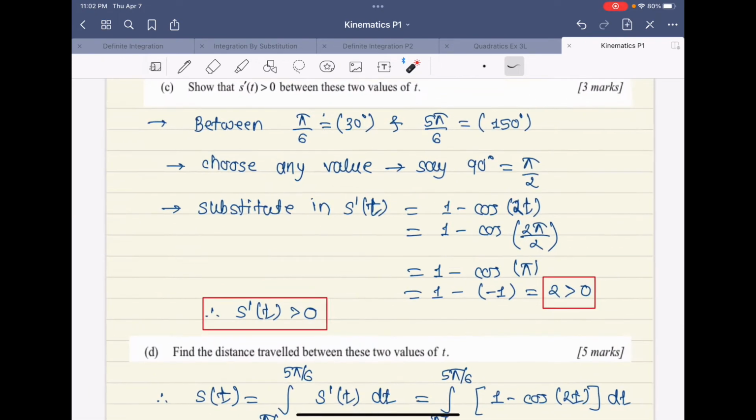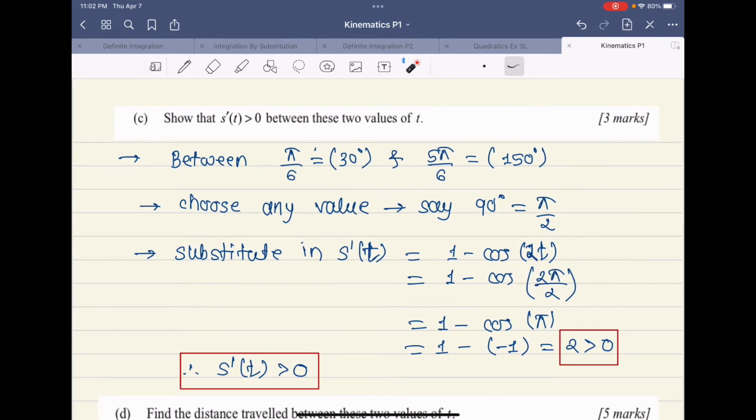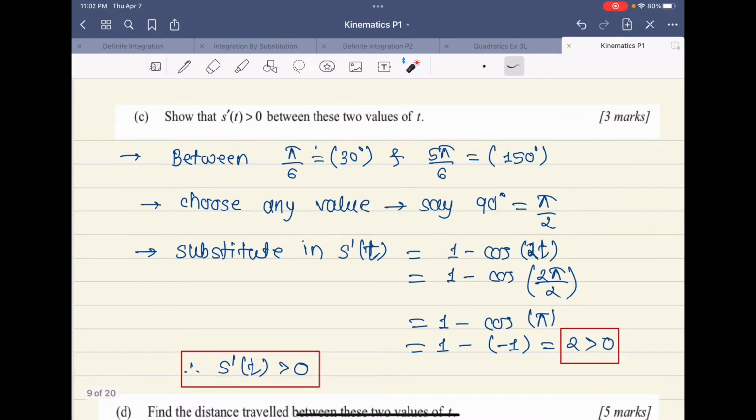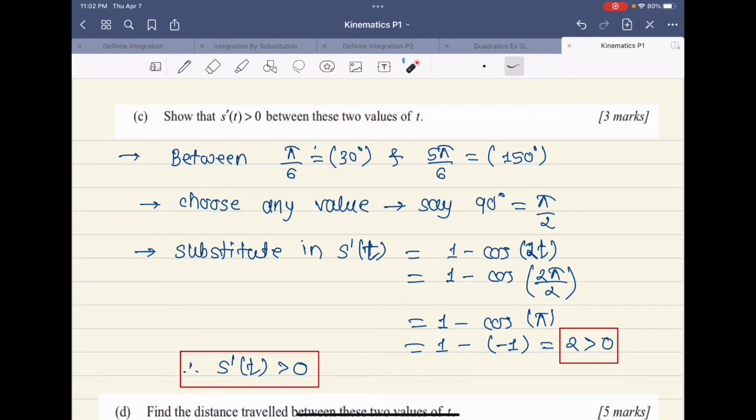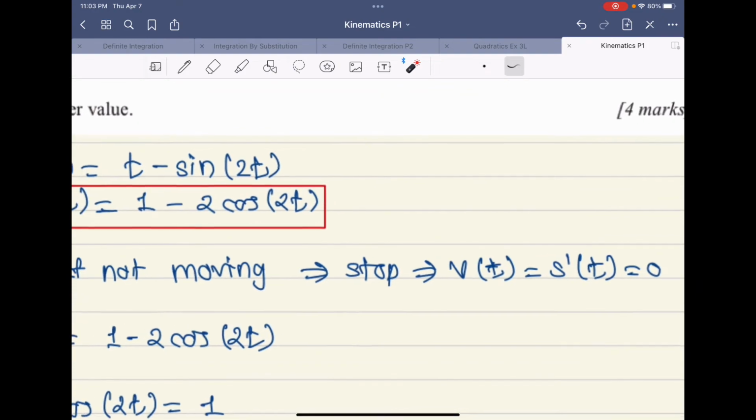Next part. Show that s dash t, which means velocity, is greater than 0. That means positive between these two values of t. So what you will do, between pi by 6 and 5 pi by 6. Pi by 6 is 30 degree and 5 pi by 6 is 150 degree. Choose any value. Right now I am considering only 90 because I know the sine of 90 and cos of 90. 90 means basically pi by 2 radian. Substitute in s dash t, because they say show that s dash t is greater than 0.